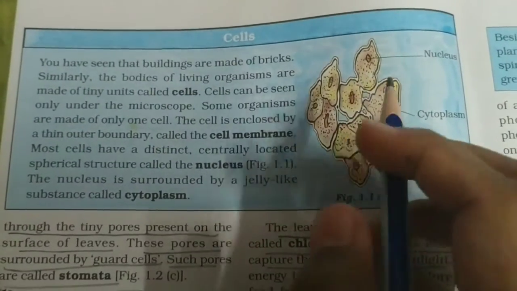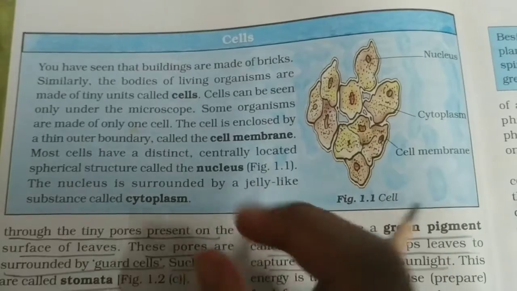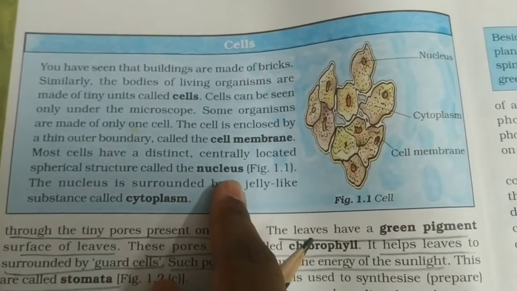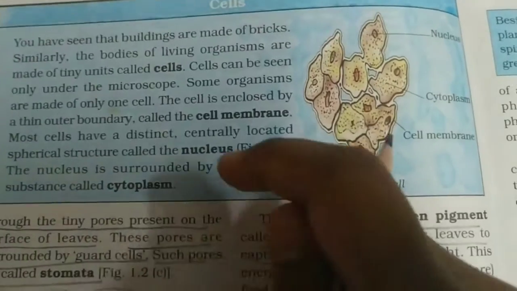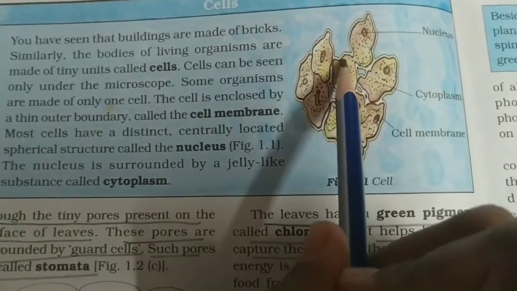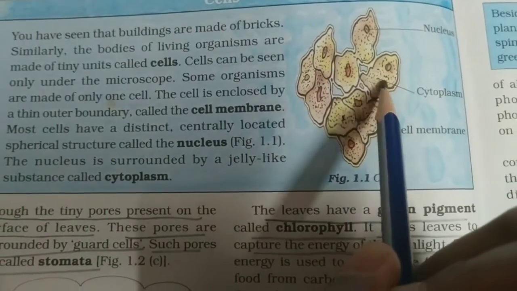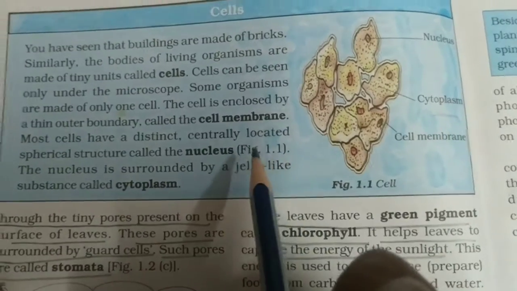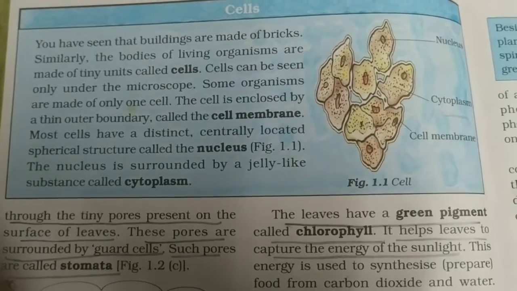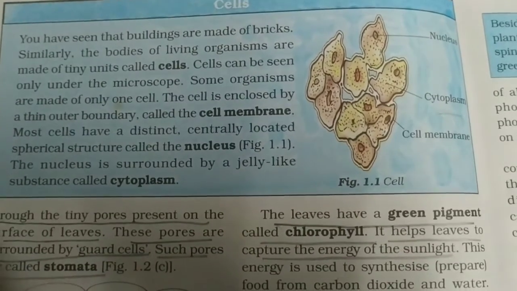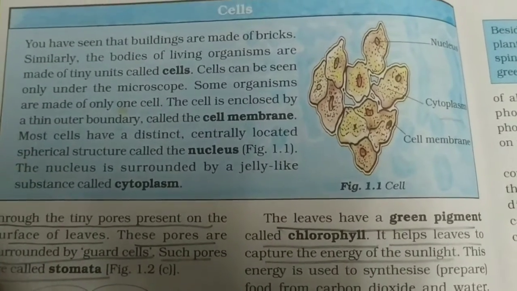Okay. So these have the centrally located spherical structure called the nucleus, and the nucleus is surrounded by a jelly-like substance called the cytoplasm. So can you see all this yellowish substance? So that is called the cytoplasm, guys. So this is about the cells. So cells make up the bodies of living organisms. So that's the basic knowledge about cells.